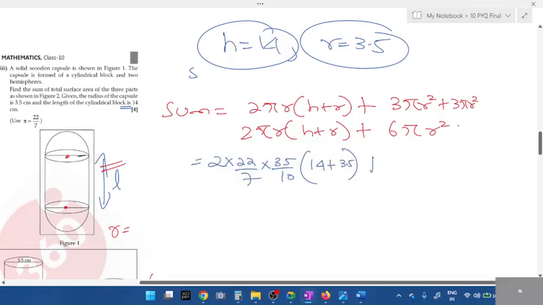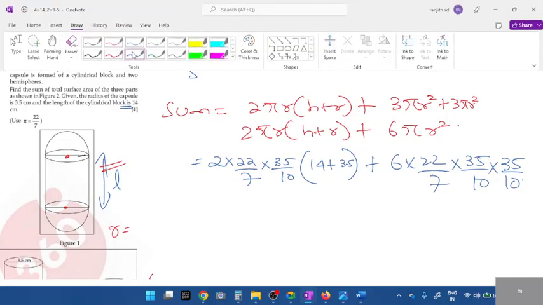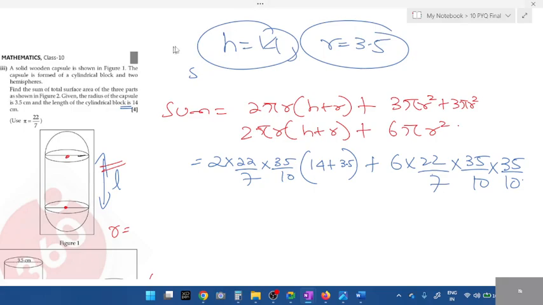Just substitute. 6 into 22 by 7. What is the radius? 3.5 whole square. I can write it as 35 divided by 10 into 35 divided by 10. So just go through the formula: 2 pi r square h plus r, and 3 pi r square is the curved surface area. Is this clear, students? All of you understood?